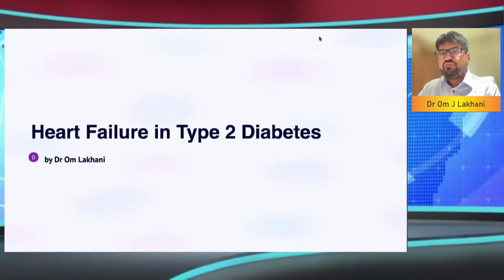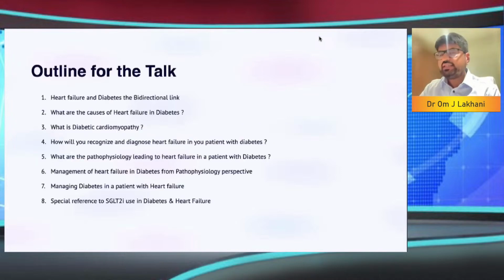So heart failure in type 2 diabetes, and this is the broad outline of my talk. We're going to discuss heart failure and diabetes in a bi-directional link. We'll discuss what are the causes of heart failure in diabetes, and we'll also discuss the entity called diabetic cardiomyopathy. We'll also discuss how we recognize and diagnose heart failure in patients with diabetes. What are the pathophysiological factors leading to heart failure in diabetes patients? And we'll also discuss the management from a pathophysiological perspective, with, in the end, a special reference to SGLT2 and its role in patients with heart failure and diabetes. So that's the outline of my today's talk.